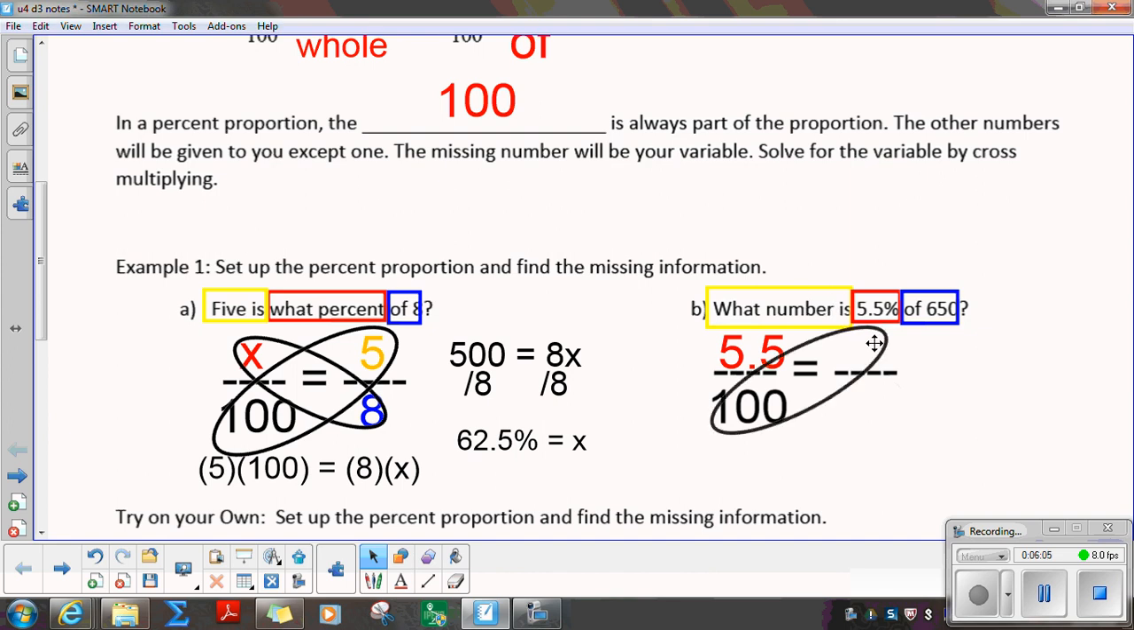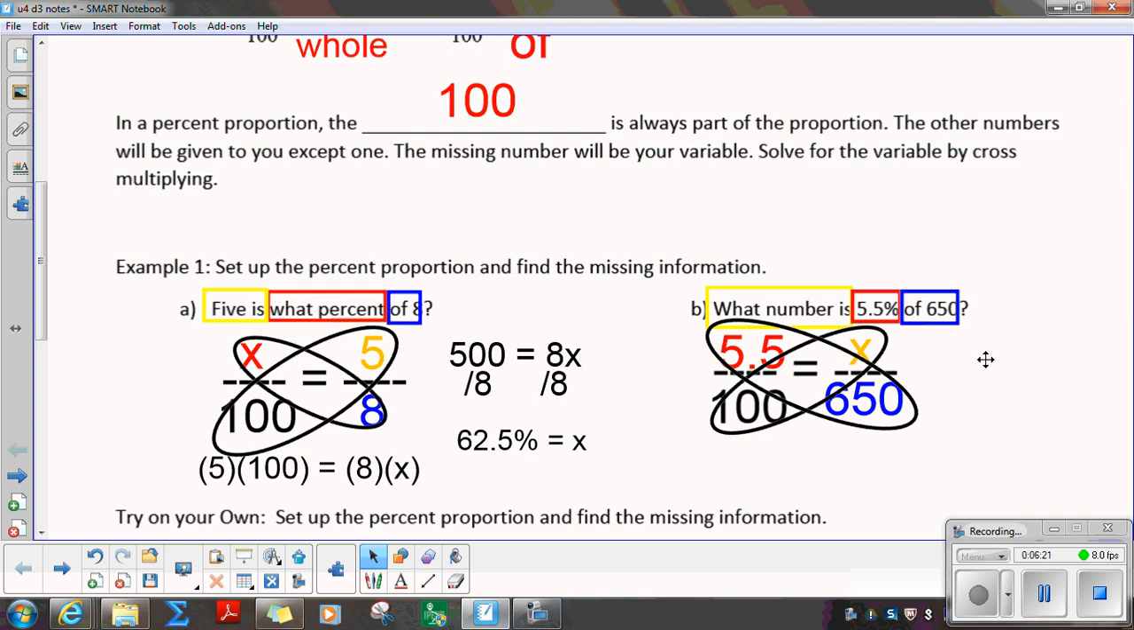Let's see if I can find my little X. There it is. And you can see the previews now. And then the "of," the 650, goes right there in the bottom. So now I have my proportion.